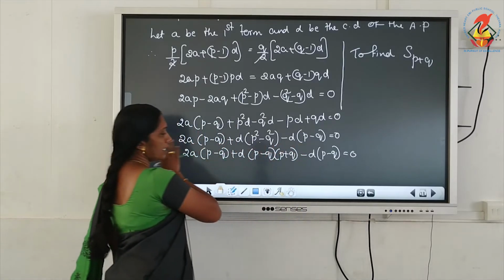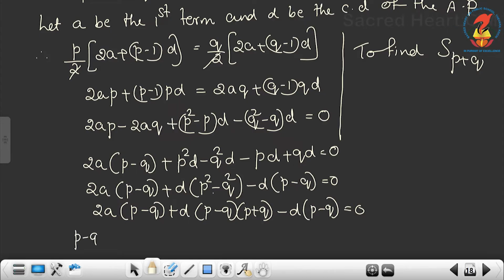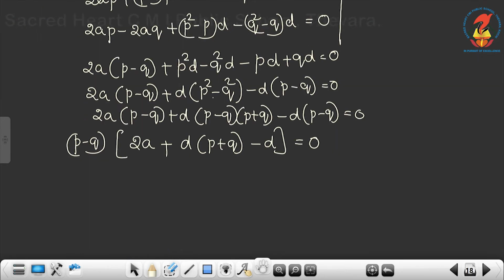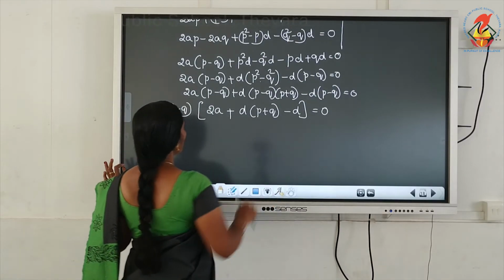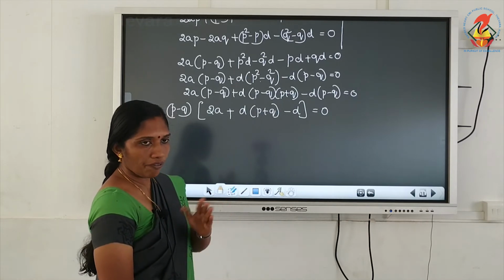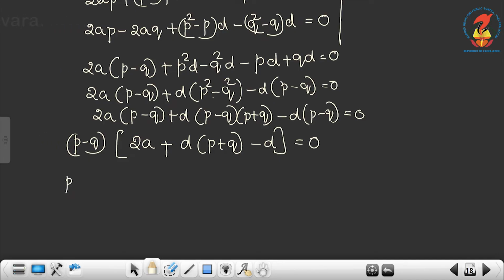So there are 3 terms, and in all the 3 terms p minus q is common. So p minus q taking outside, then the bracket 2a plus d into p plus q minus d. Now p and q are not equal: p terms and q terms, so they must be different. So p is not equal to q. Therefore p minus q cannot be 0.